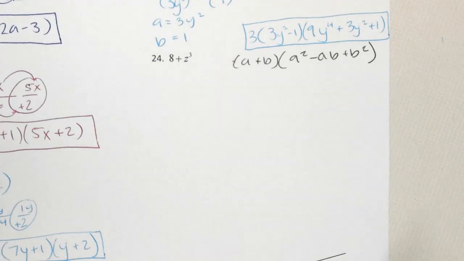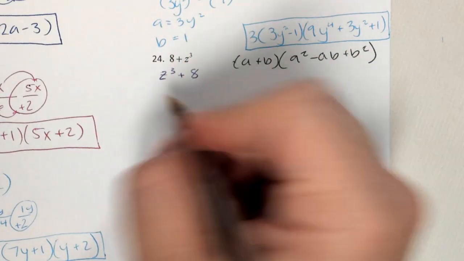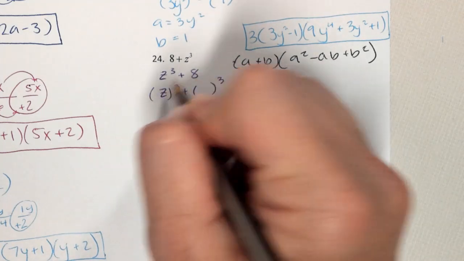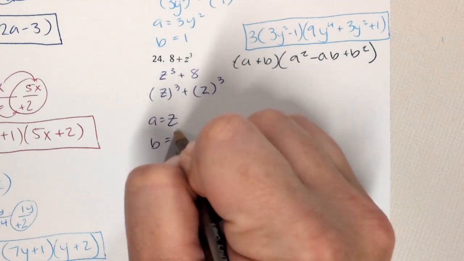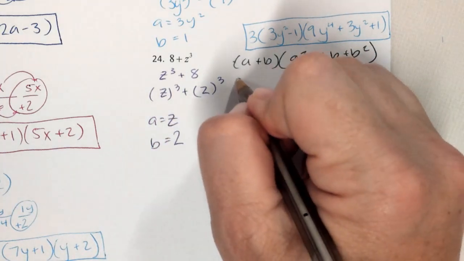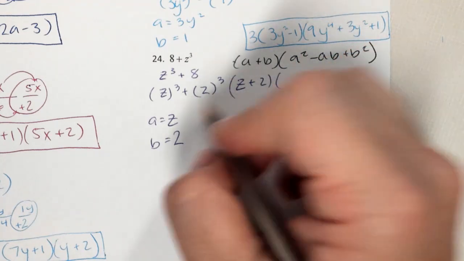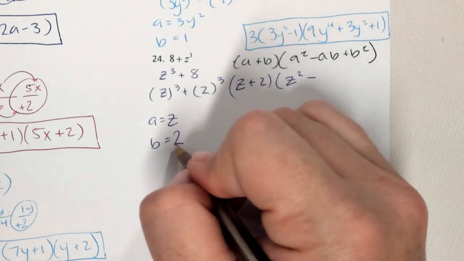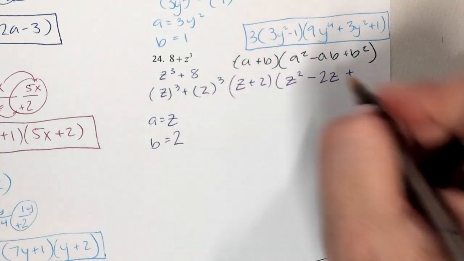Okay, 8. We do have to put it in order. So the nice thing is they're both positive, so it's just z cubed plus 8. Now I'll figure out what cube plus what cube. So z and 2. So a is z, b is 2, and we plug it in. So z plus 2. This is one of the ones that you don't really have to use the parentheses because a squared, well, z squared is just z squared, minus a times b, well, z times 2 is 2z, plus b squared, well, what's 2 squared? That's 4.